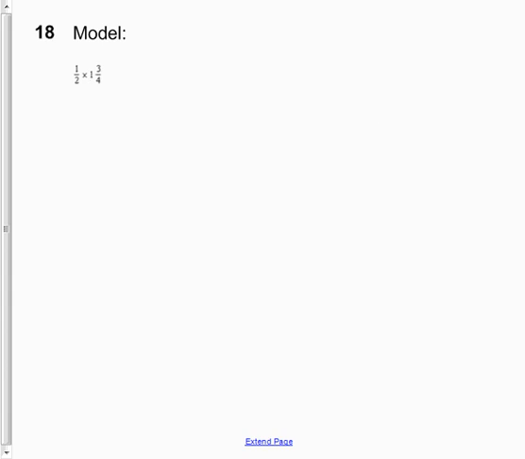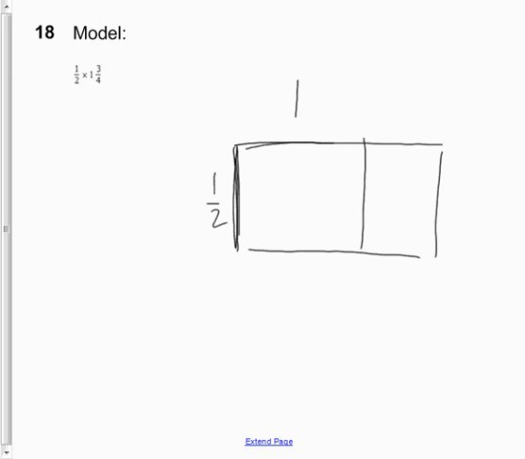Question 18, a half times 1 3/4. Anytime you're modeling a mixed fraction, you have to have an area model. So a half would be the length of this particular part of my rectangle. 1 3/4, this distance here would be 1. This distance here would be 3/4.